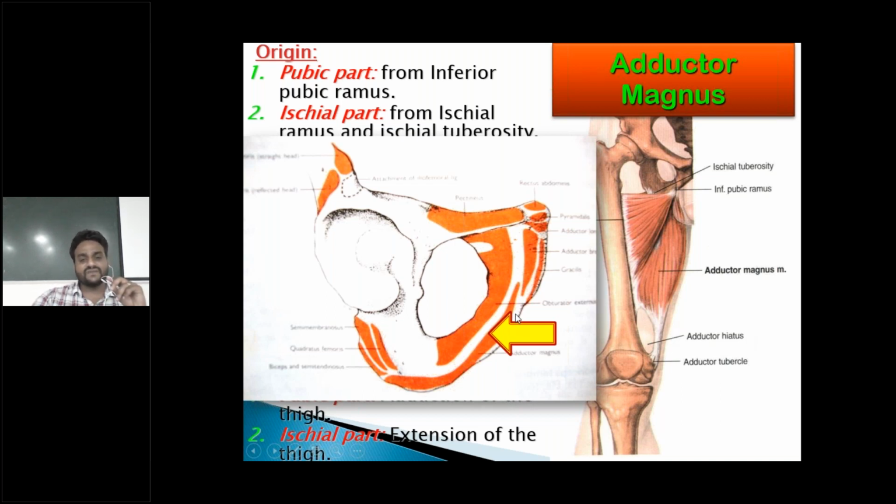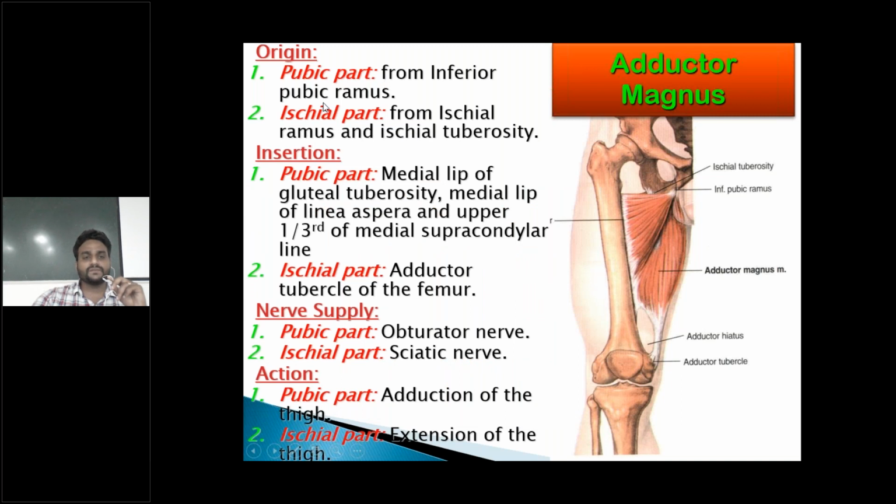It takes origin from the pubic bone as well as the ischial tuberosity. So the origin has a pubic part from the pubic ramus and an ischial part from the ischial tuberosity. The pubic part is inserted to the medial lip of the gluteal tuberosity and the medial supracondylar line. The ischial part is inserted to the adductor tubercle of the femur.